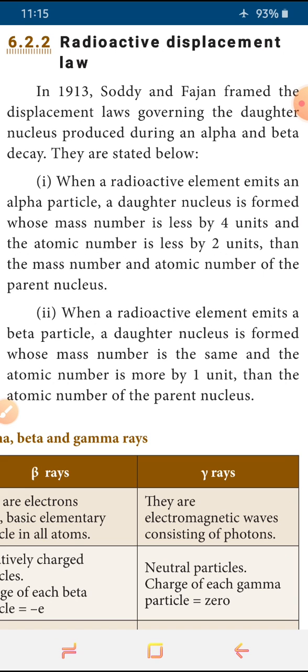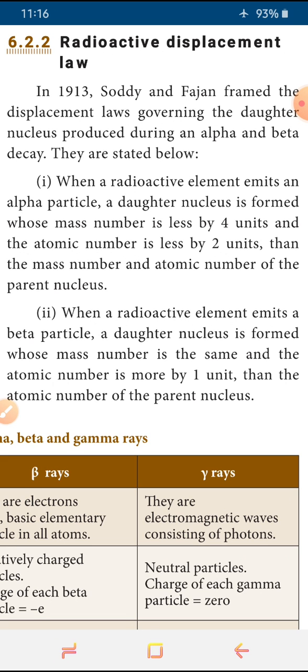What are alpha, beta, and gamma? Alpha, beta, gamma are nothing but the harmful radiation emitted in the process of radioactivity. So when radioactivity happens, the process of alpha, beta, gamma being emitted is going on. Their properties are what we discussed in our last class. And today we'll discuss radioactive displacement law.